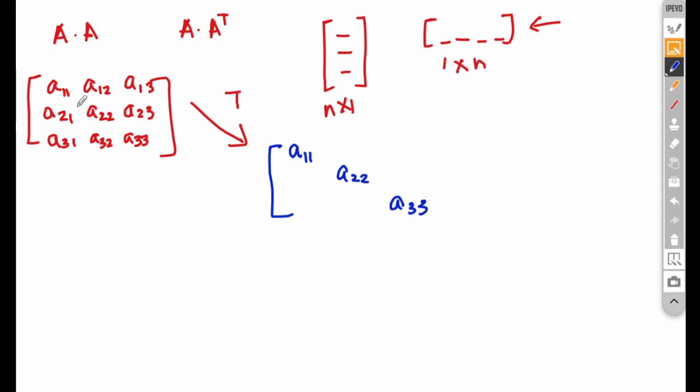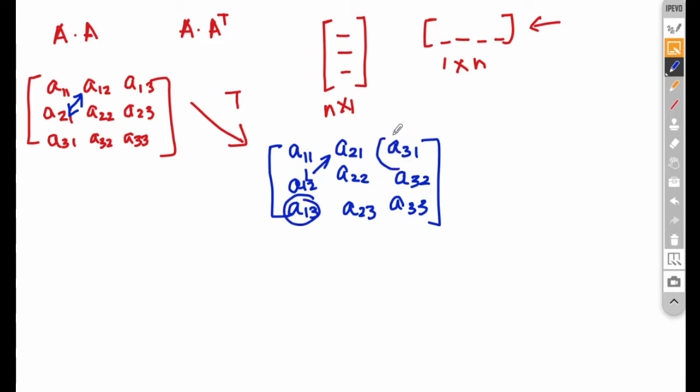On the other hand, these two elements interchange positions. So this is going to be A12, this is going to be A21. Similarly, this is going to be A31 instead of A13. This is going to be A13, A23, A32. So what one is able to visualize here is that these are the entities that exchanged positions. So that's what is called a transpose.